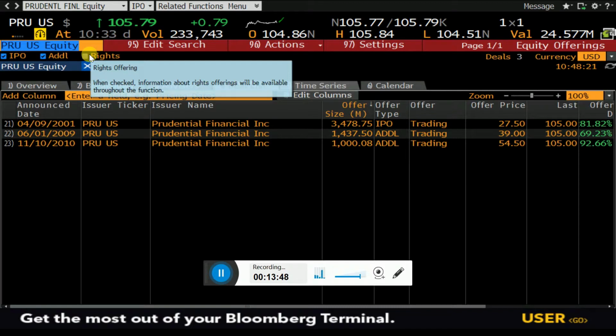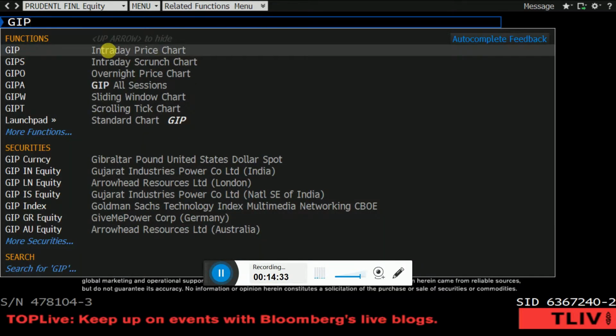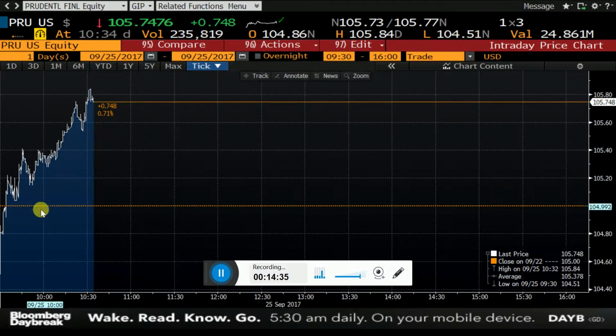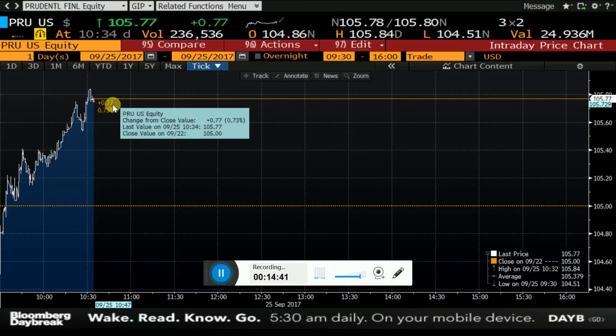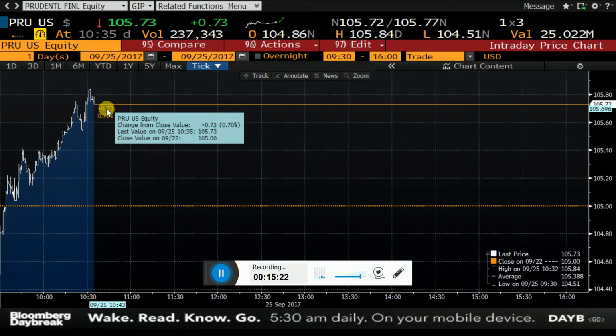We can also check out the GIP. The intraday price chart shows Prudential is doing significantly well. We can see the last value, which it was at, was $105.78. So these are some basic functions that I think we have covered for today.